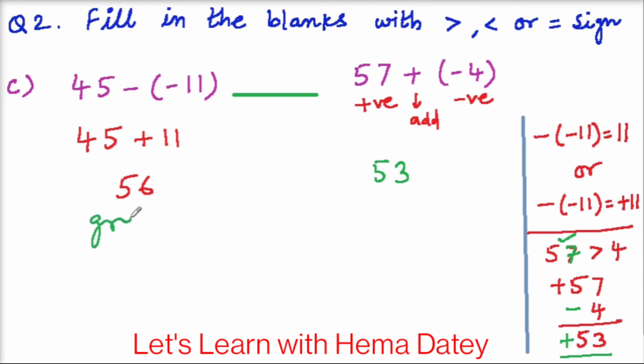Now let's compare. 56 is a greater number than 53, and 53 we can write as the smaller number. So the symbol will be greater. 56 is greater than 53. This is the way you can solve such types of questions.